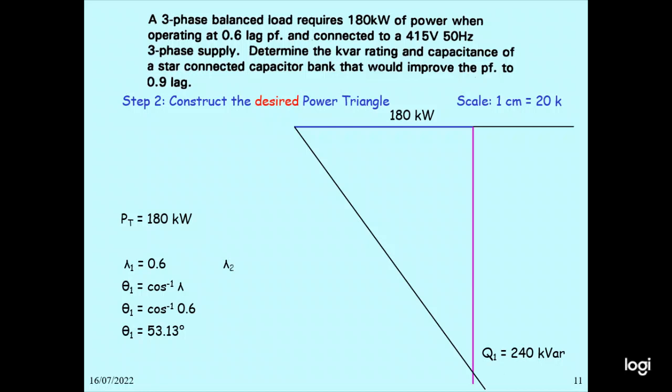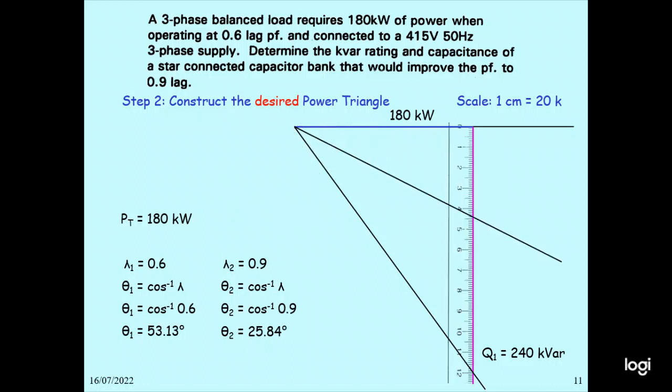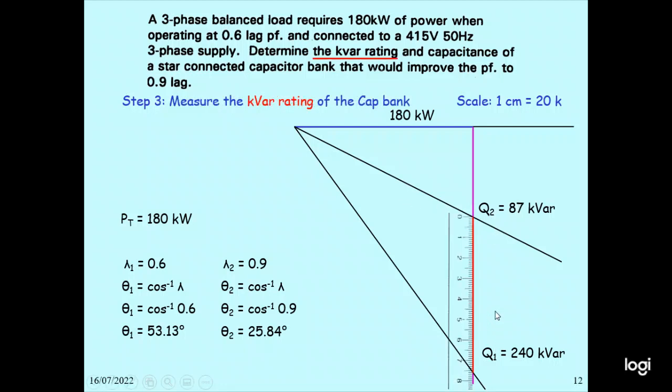Then lambda 2 is 0.9. In this case, cos inverse 0.9 is 25.84 degrees. So you draw the line at 25.84 degrees, and then you measure, so S2 equal to 88 kVA. So this is the kVA rating. The difference between Q1 and Q2 is the red one. So Q is equal to 240 minus 87, you get 153 kVA.